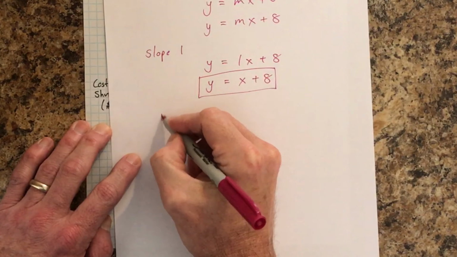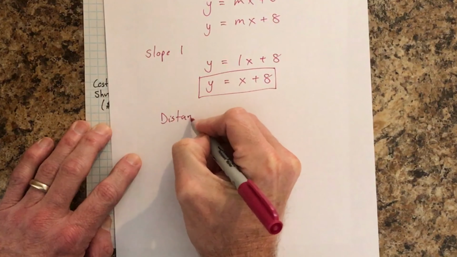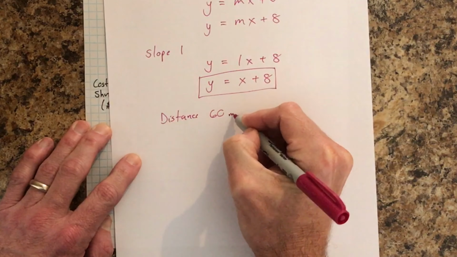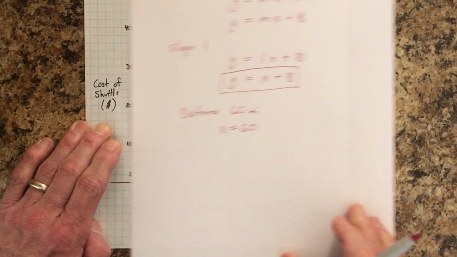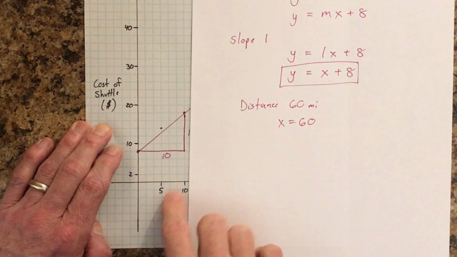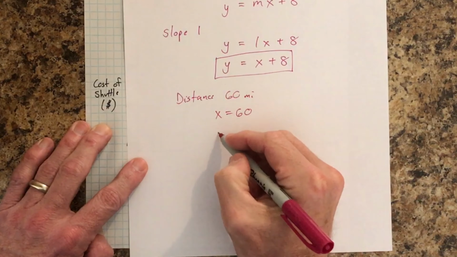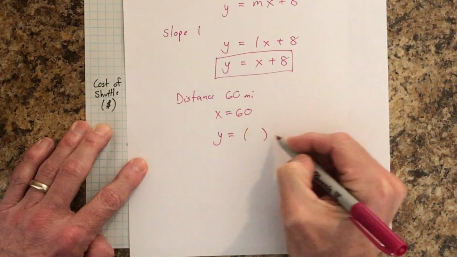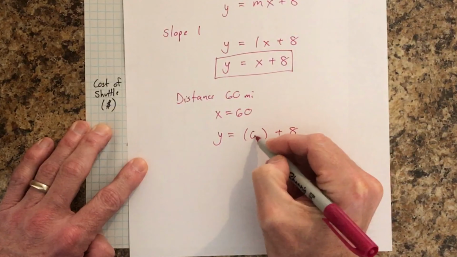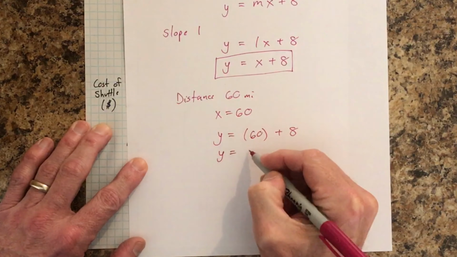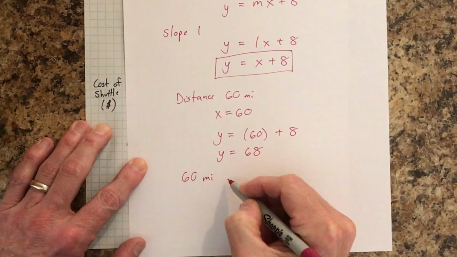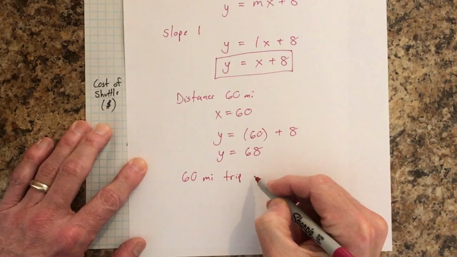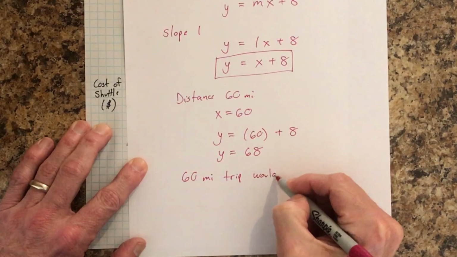If the distance was 60 miles, then x is 60, and it's x because that's what's on our horizontal axis. Substituting 60 into our equation for x, we find that y is 68. This tells us that a 60-mile trip to the airport would cost $68.